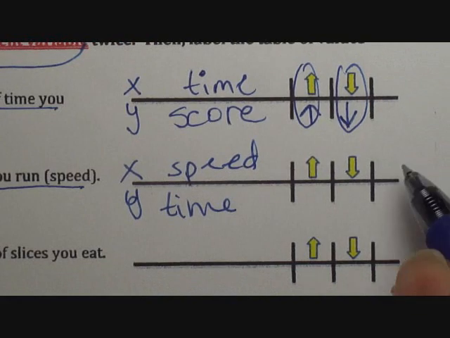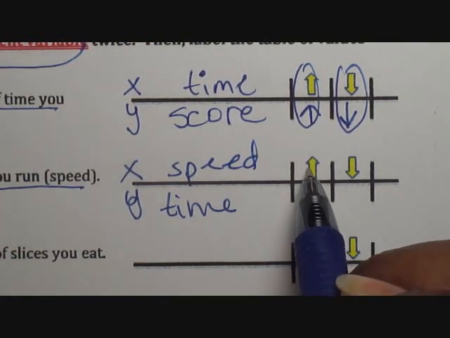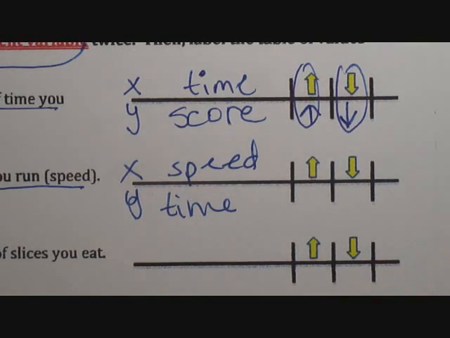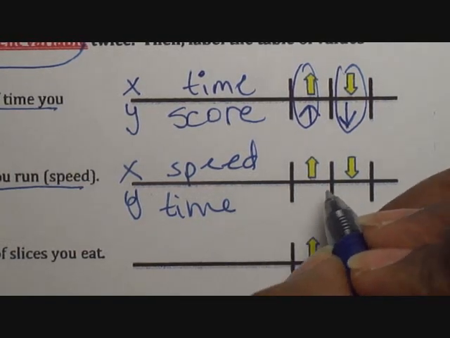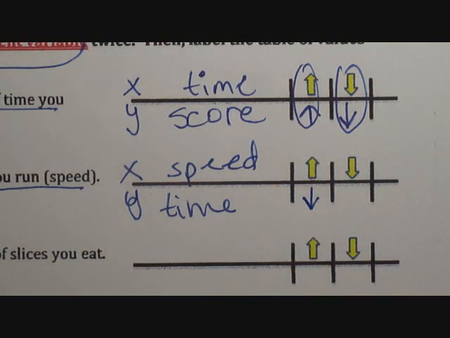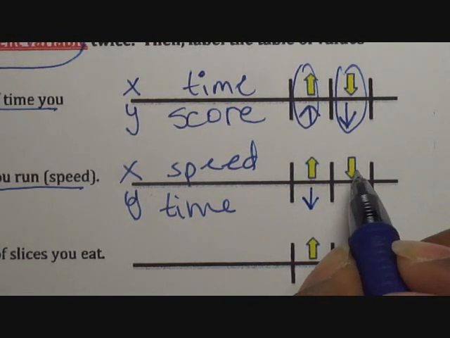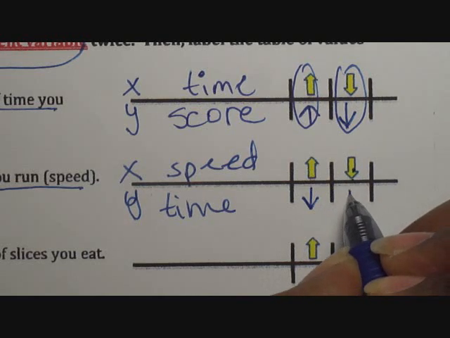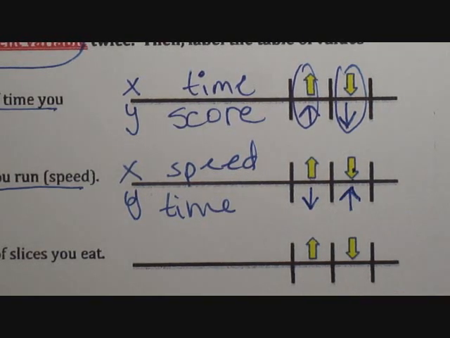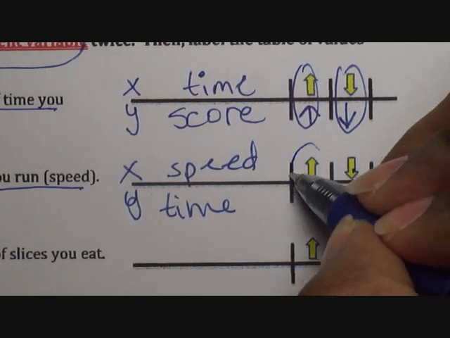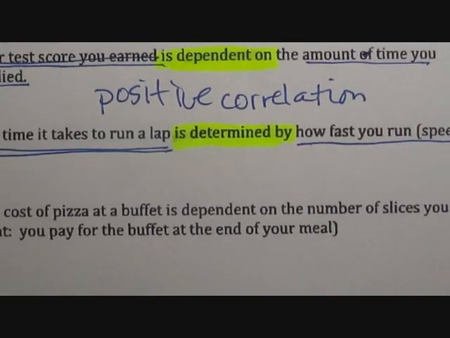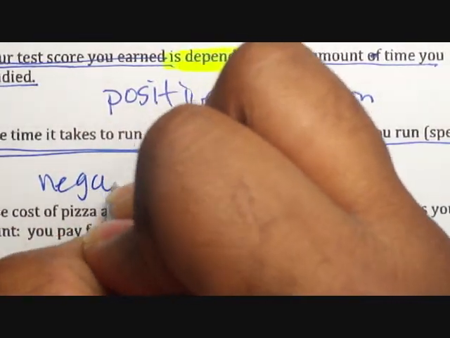And again, we're going to see, okay, if our speed increases, what will happen to the time it takes us to run a lap? So if I ran really, really fast, I would actually take less time to run a lap. Whereas if I ran really slow, or my speed dropped, the time would actually increase. Okay, and these are going in opposite directions, and that tells us that this is a negative correlation.